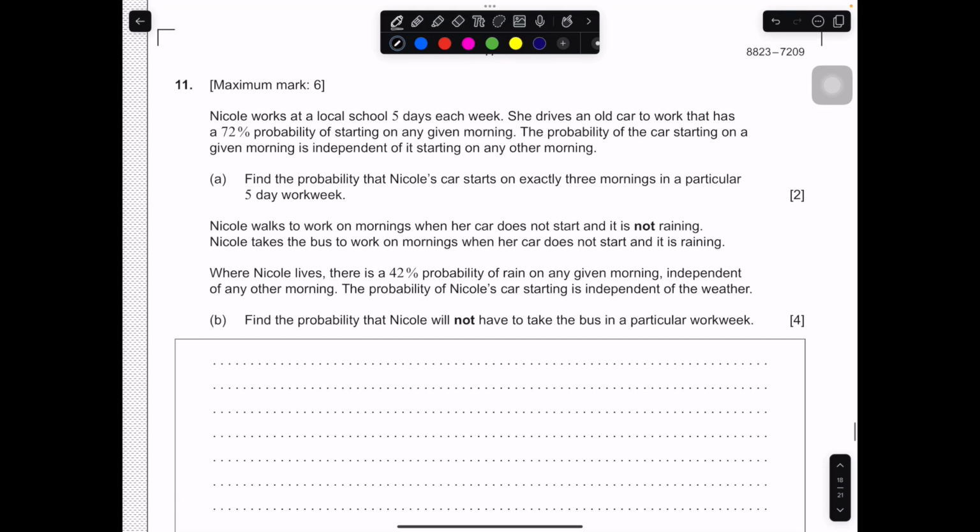Alright, question 11. Nicole works at a local school 5 days each week. She drives an old car to work that has a 72% probability of starting on any given morning. The probability of the car starting on a given morning is independent of it starting on any other morning. So that's important. Independent, 72%. And then 5 days a week. Find the probability that Nicole's car starts on exactly 3 mornings in a particular 5-day work week.